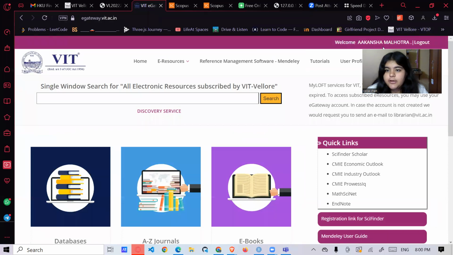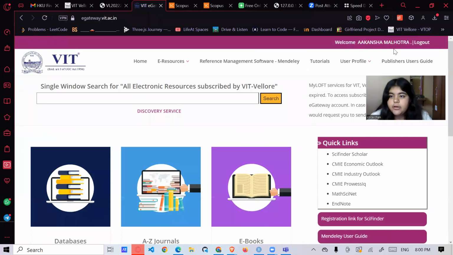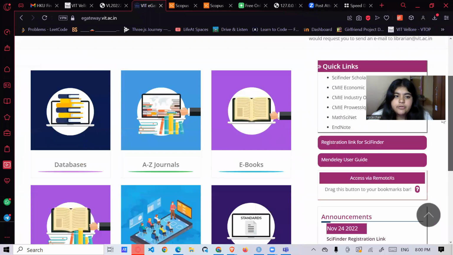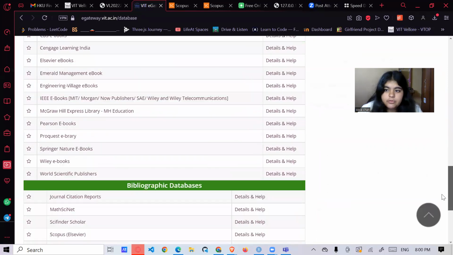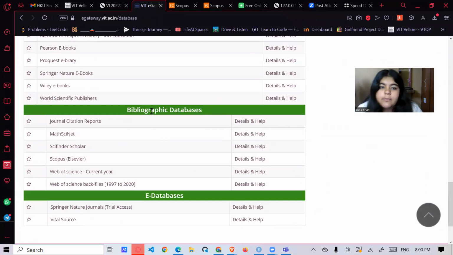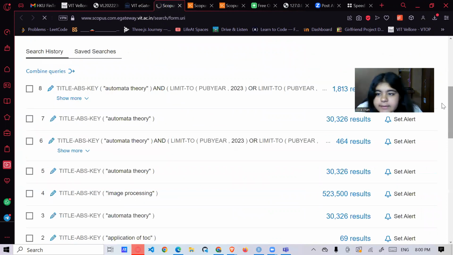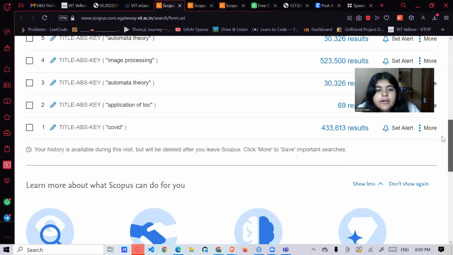So we go to eGateway, and I'm already logged in, as you can see. And you go to databases, right? And we will be using the Scopus database to analyze. So we scroll down and we come to bibliographic databases. And now we select Scopus. And here now we have all databases.